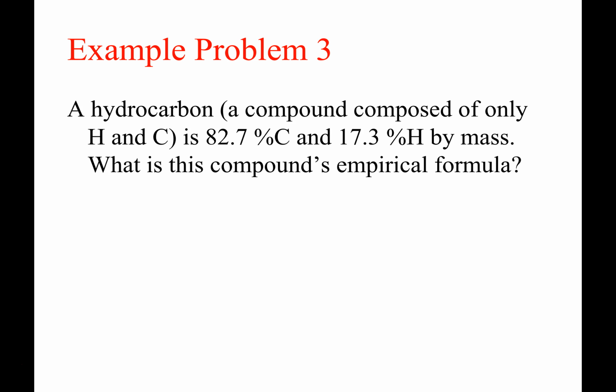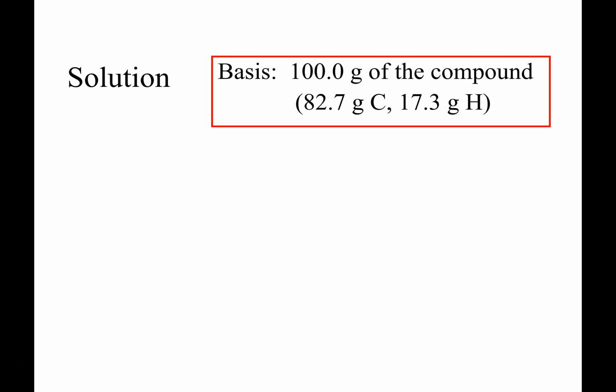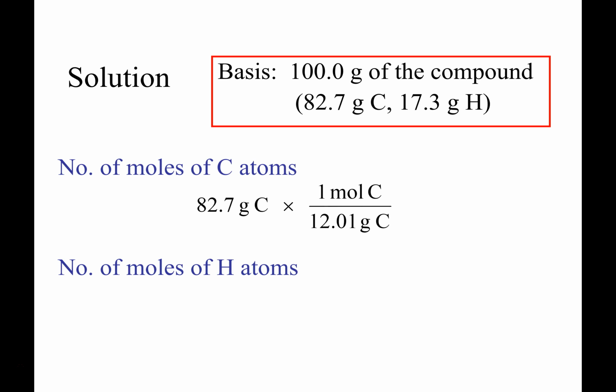So let's do another compound, and this compound's a little simpler. We only have carbon and hydrogen. Again, I'm going to show you over here how I would do it. We're going to take 100.0 grams as our basis. That means our weight percents are really grams. So we're going to take those grams and figure out moles. We can figure out the moles of carbon by taking the mass of carbon, 82.7 times 1 mole of carbon per 12.01 grams, and get 6.89 moles of carbon.